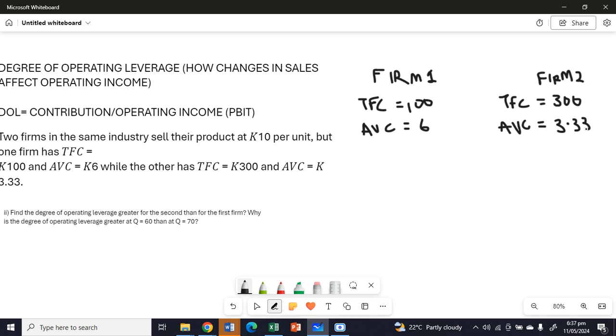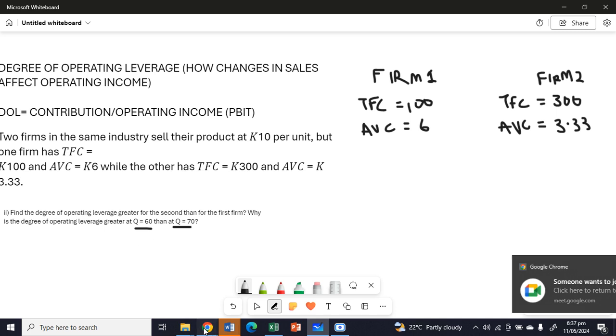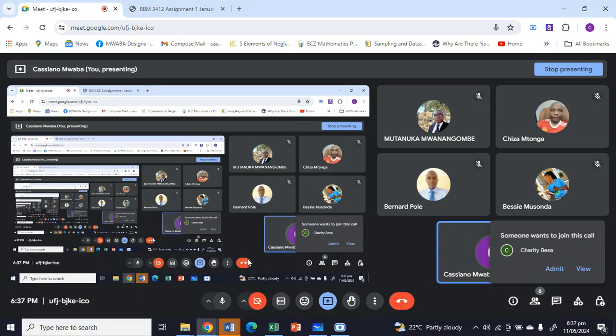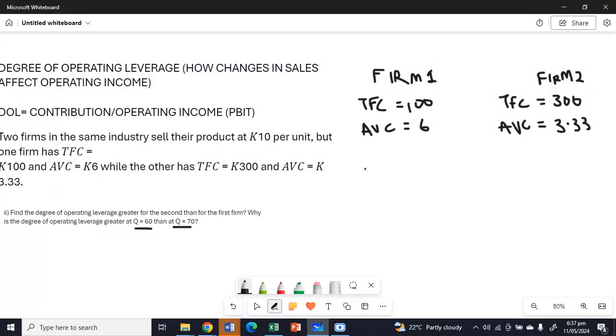Right. So what I'm going to do first, we're going to calculate the degree of operating leverage for both of these firms when their quantities are at 60 and when the quantity is at 70. And after we've done those tabulations, I'm going to show you how this degree of operating leverage works. We're going to see its relationship with fixed costs and with variable costs, because this degree of operating leverage has a relationship with both the fixed and the variable costs. Okay, so let's get our calculators ready.